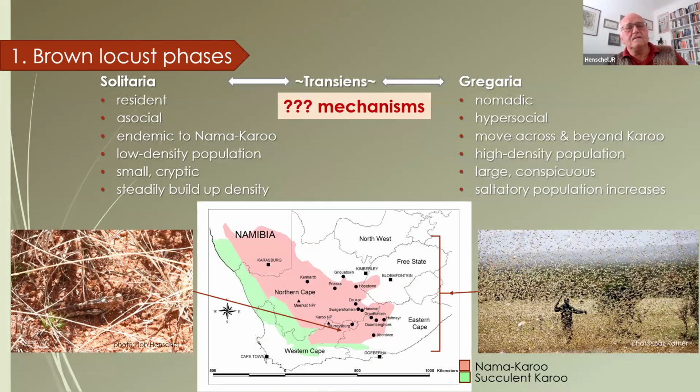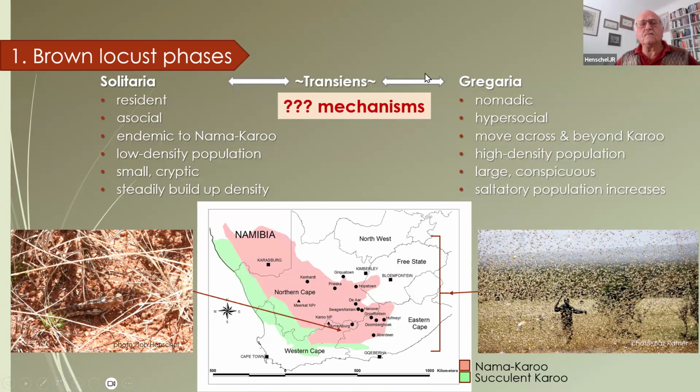The 2 main phases are the solitaria, which are resident, asocial. They occur only in the Nama-Karoo at that stage. That's that pink area here on the map. And at very low density, they're small, cryptic, you can hardly see this one, but they steadily build up the densities. On the other side are the nomadic hypersocial, very visible, conspicuous, and mobile gregaria. They gather into large swarms and they reproduce at a rapid rate to form even larger swarms.